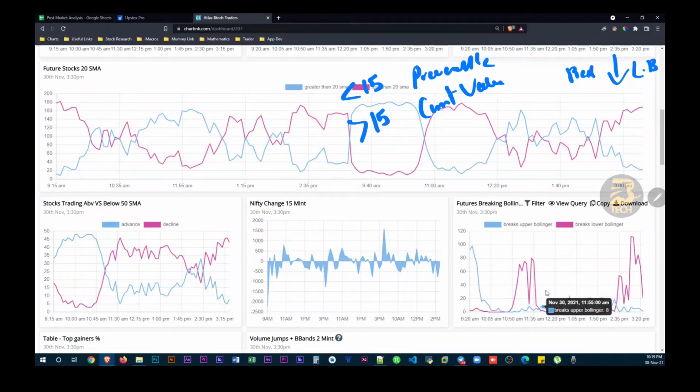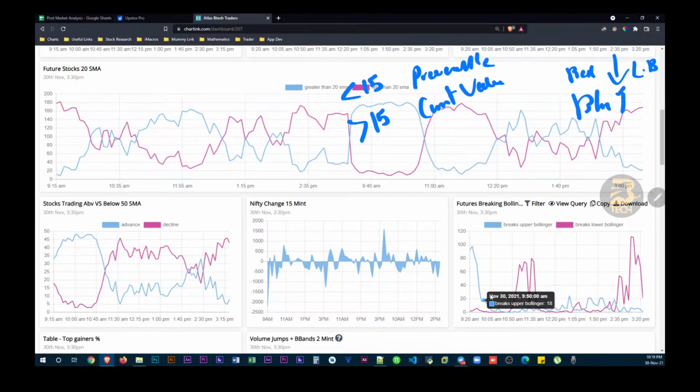Whenever there is a blue line, that means it is an upper Bollinger, or uptrend, as an entry. So what are the entries that we get from Chartink? And one more thing is there.